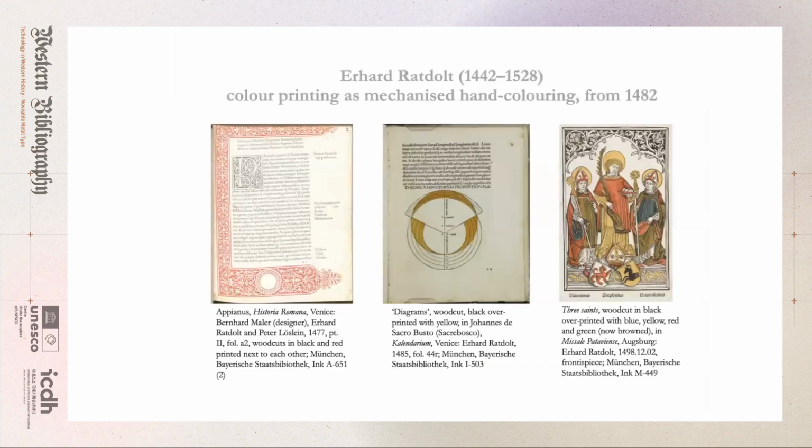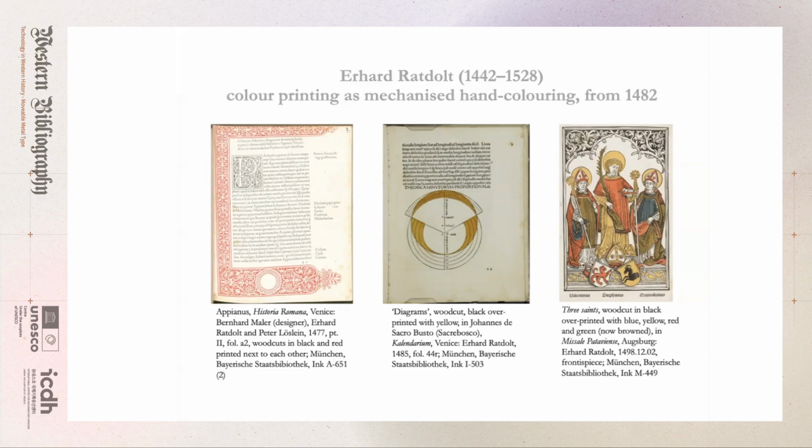Erhard Radolt was born in Augsburg in southern Germany and trained as a book printer. He moved to Venice in the early 1470s, where he managed a print shop. His publications were distinguished by color-printed ornamentation. From 1482, Radolt produced works on astronomy that included diagrams printed in 2 or even 3 colors. The technique concerned printing a woodcut in black and overprinting it with 1 or 2 colors. It should be seen as a form of mechanized hand coloring.